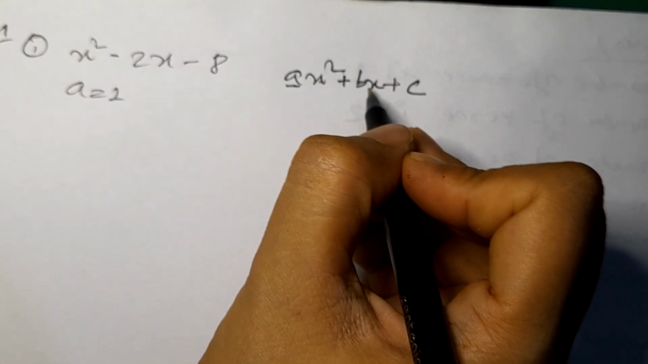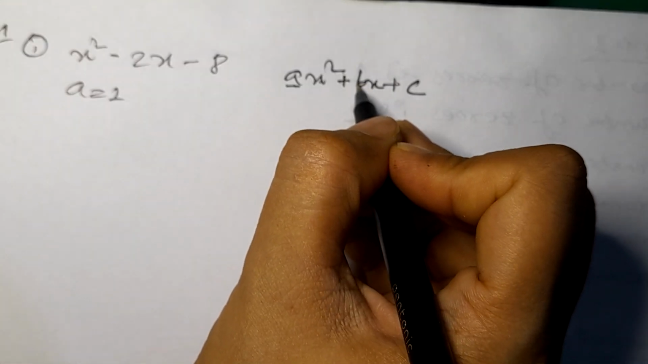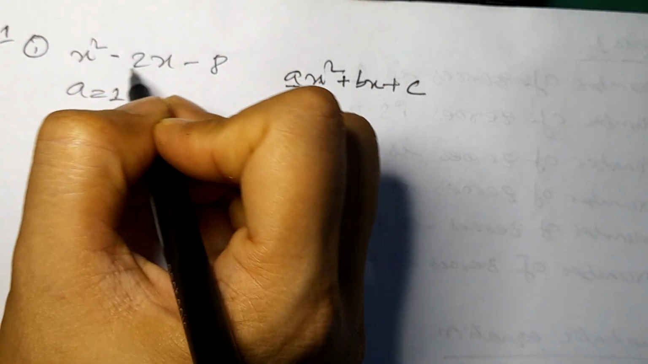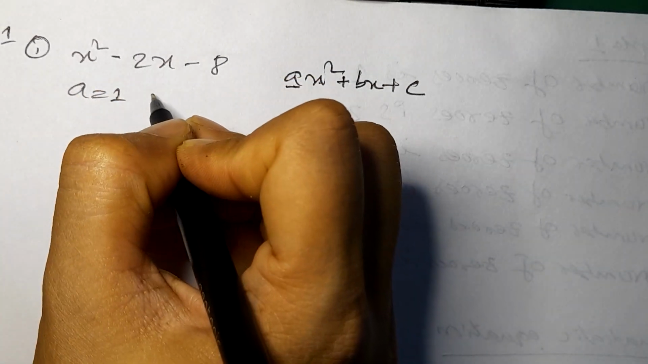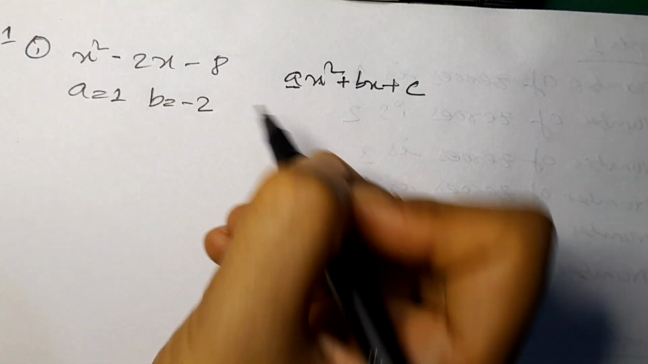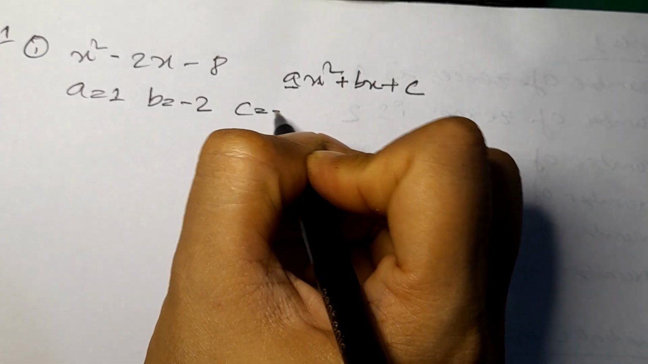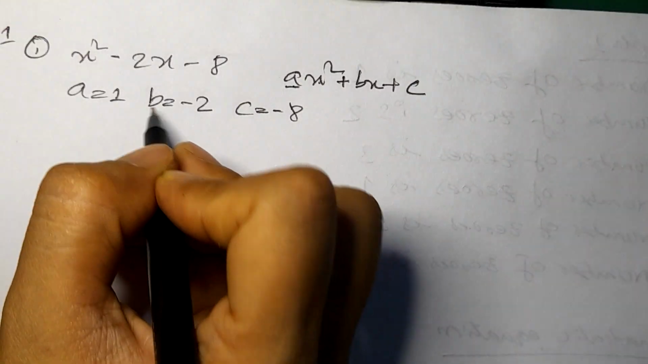Now b, the coefficient of x, is represented by b. So here b is equal to, in front of the x, take it along with the sign, so b is equal to minus 2. Now c, that is the constant, minus 8. Take it along with the sign. So we got a, b, c.